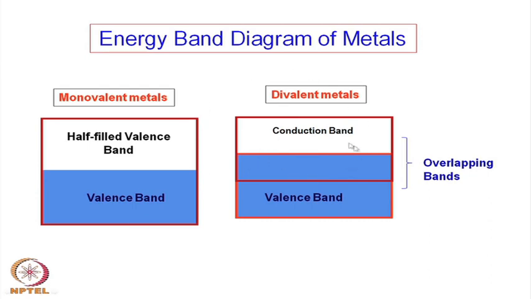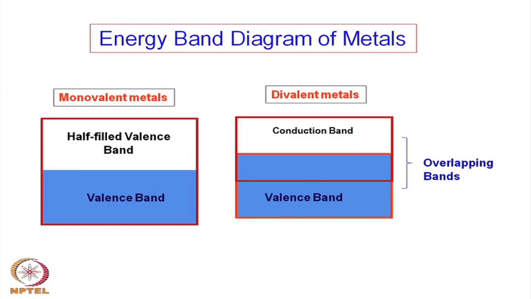Particularly when the divalent metals are there, that is what happens. The valence band is almost full, the conduction band is empty, and at the same time there is no band gap, the effective band gap is nil, and therefore there is a continuous transfer from the valency band to the conduction band. So, once again you have a large number of charge carriers or electrons that can take part in the conduction process, and therefore you have a very high conductivity. And that explains why the metals do have a very high conductivity.